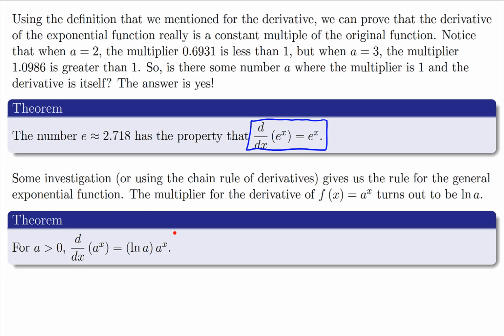Similarly, another rule that comes out of this is that the derivative of a to the x, for any positive base, would just be the natural log of a times a to the x. The derivative is a multiple of its own function, and that multiple is the natural log of the base. So this gives us two new derivative rules.